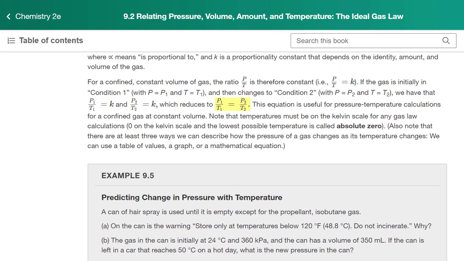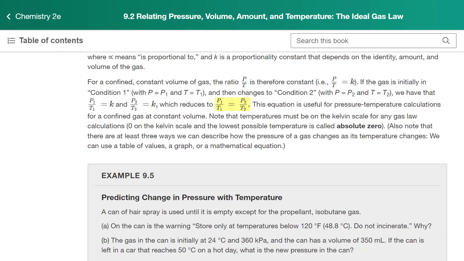The other thing to mention here is you do need to have all of the same units. So we talked about pressure units in the previous section. If they're all atmospheres, that's fine. If they're all torrs, that's fine. If they're all kilopascals, that's fine. But if they're different, if pressure 1 and pressure 2 are not the same, you would have to make sure that they are the same.